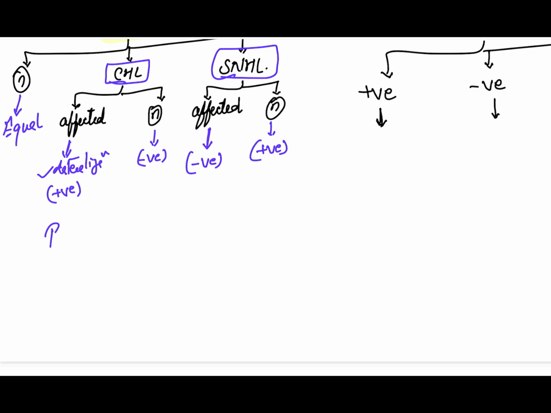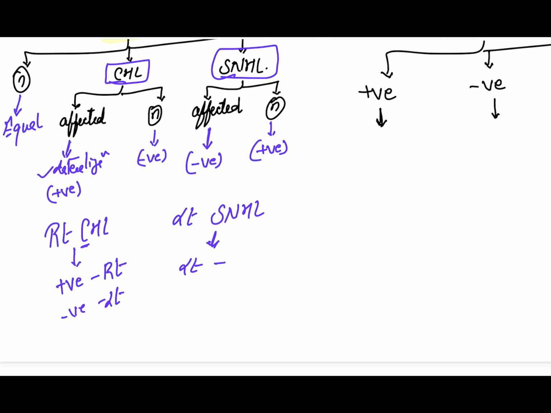For example, I will take right conductive hearing loss and left sensory neural hearing loss. Right conductive hearing loss means on which side will Weber be positive? Weber will be positive on the left side and negative on the right side. For SNHL it will be opposite, so on the left side it will be negative, and on the right side, the normal ear, it will be positive. So this is for SNHL, but we will never rely on Weber alone.